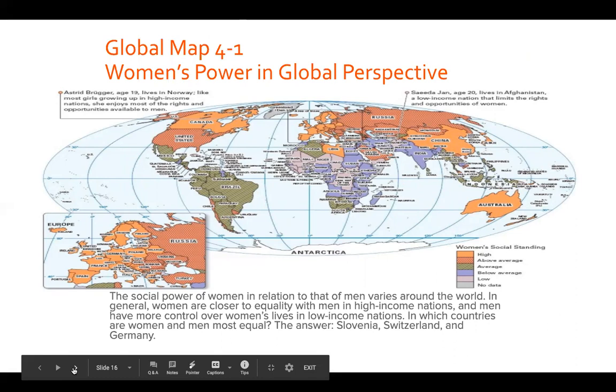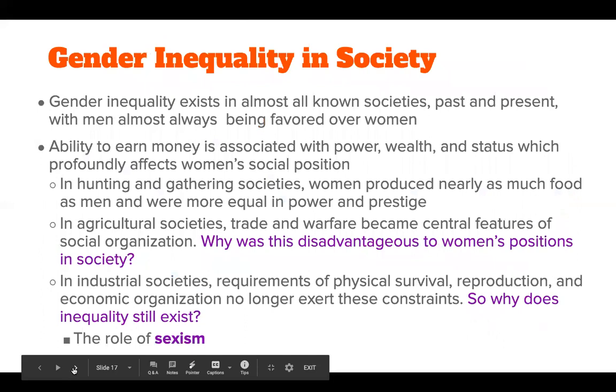They make that determination by pulling data related to things like income, home ownership, business ownership, political participation, and representation. If that raises the question in you, well, why isn't America high? Why are we just above average? Well, I'm about to answer that in our upcoming slides, as we start to talk about what exactly gender inequality looks like in the United States. Before we get into gender inequality in the US, let's just put the fact out there that gender inequality exists in almost all known societies, past and present.